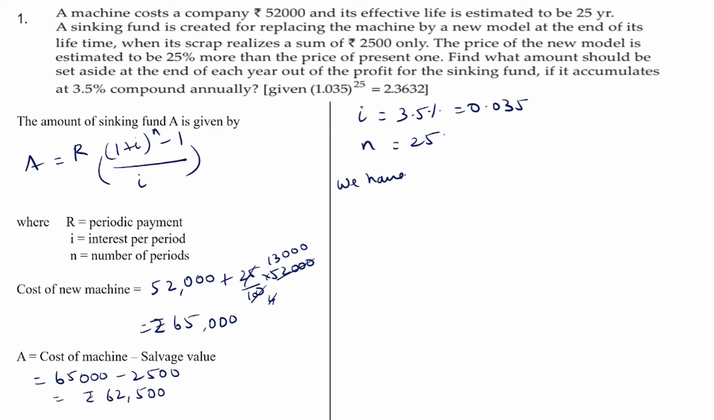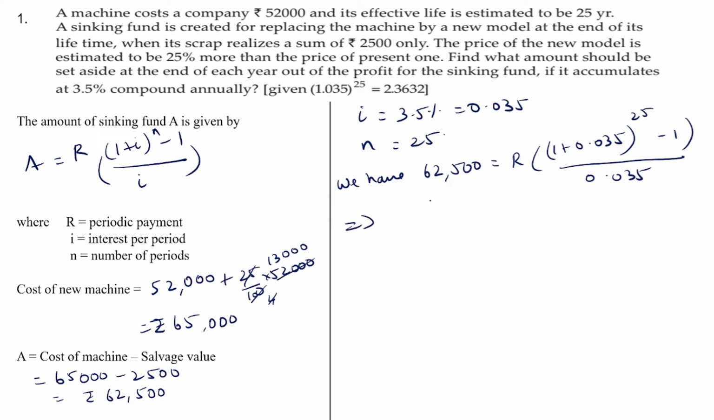We have 62,500 is equal to R into (1 plus 0.035)^25 minus 1 upon 0.035. So this implies 62,500 into 0.035 is equal to R into... Here in the question itself they have given 1.035 raised to 25 is 2.3632.